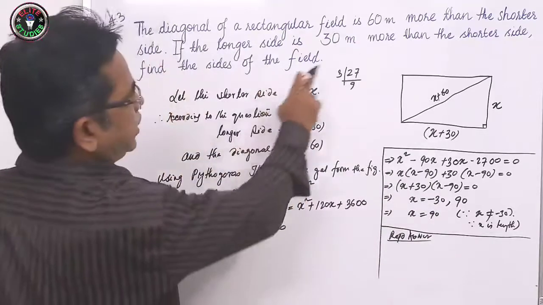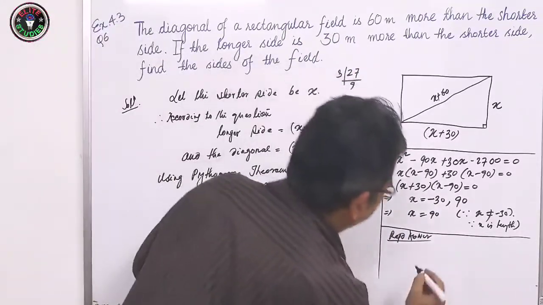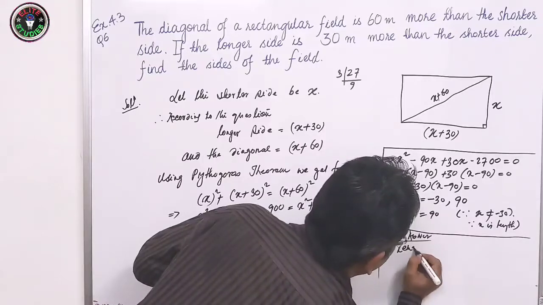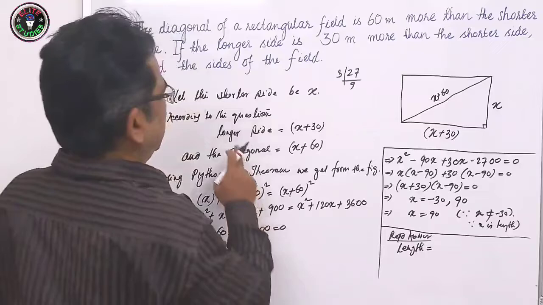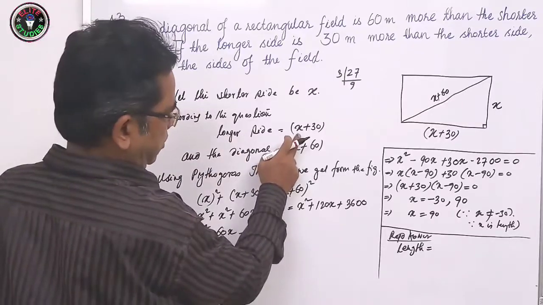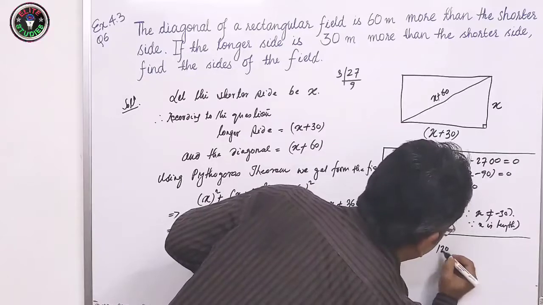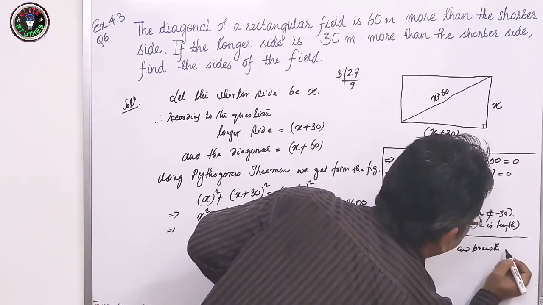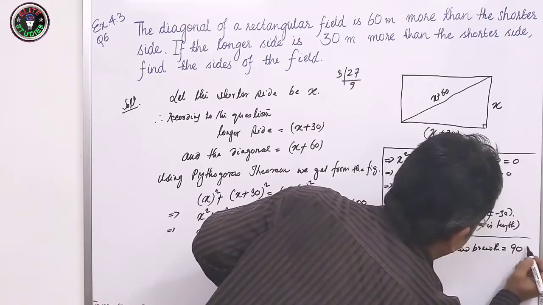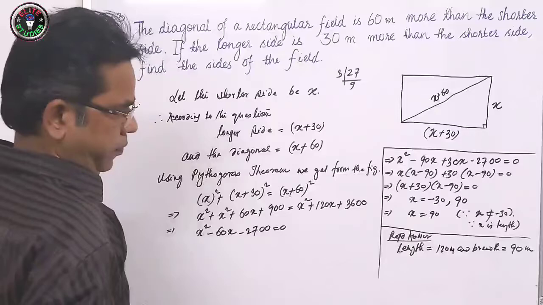So we need to find the sides of the field. Therefore, length, the longer side, will be this one: 90 plus 30, 120. And breadth, or you can say the shorter side, is equal to 90 meter. So 120 meter and 90 meter.